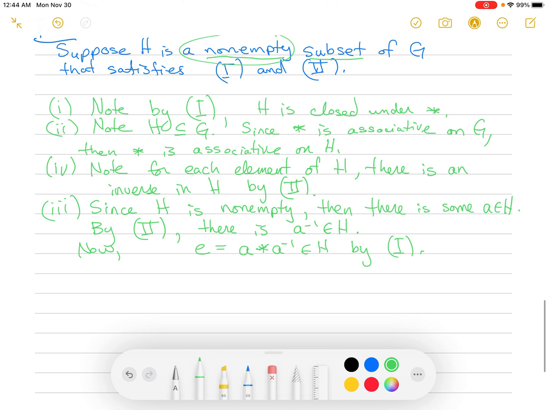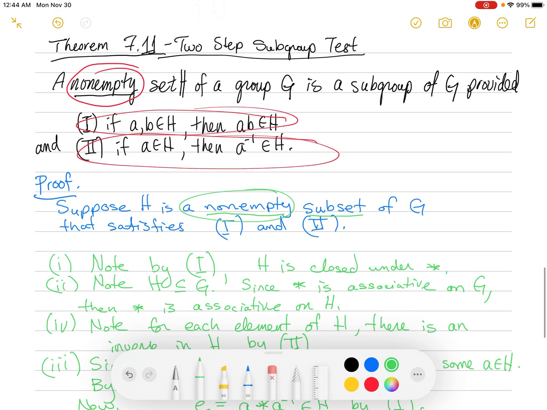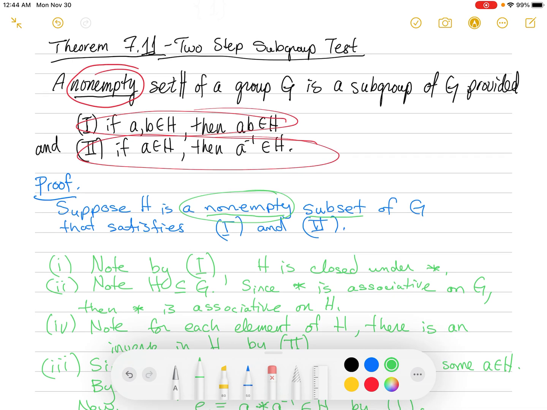So we have properties 1, 2, 4, and 3 of a group. So therefore, this is just the definition of a group. Therefore, H is a group within G. Hence, H is a subgroup of G. So that is proving the two-step subgroup test.